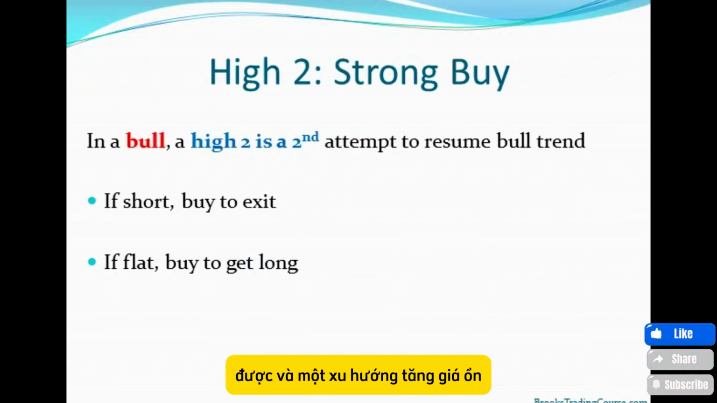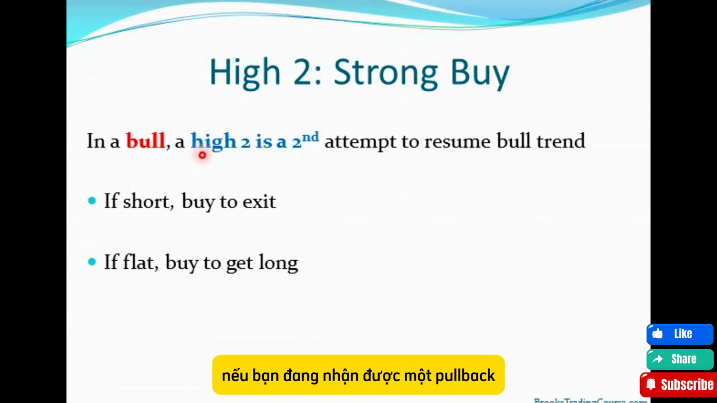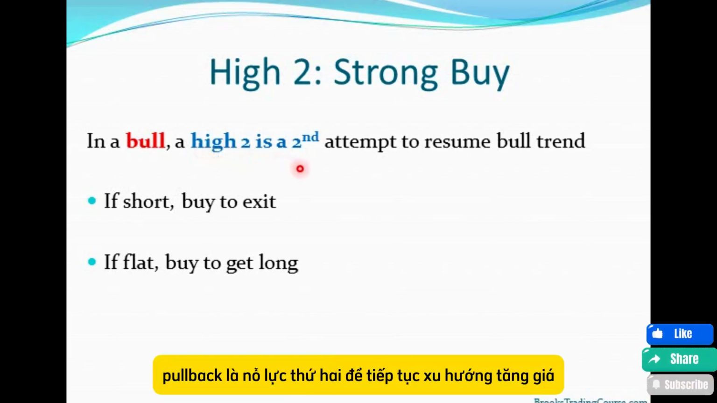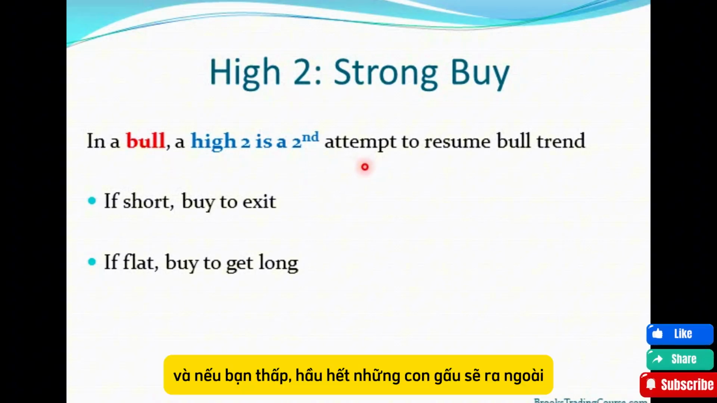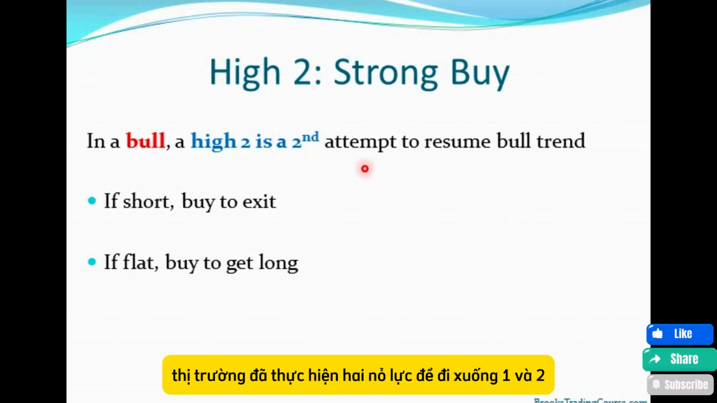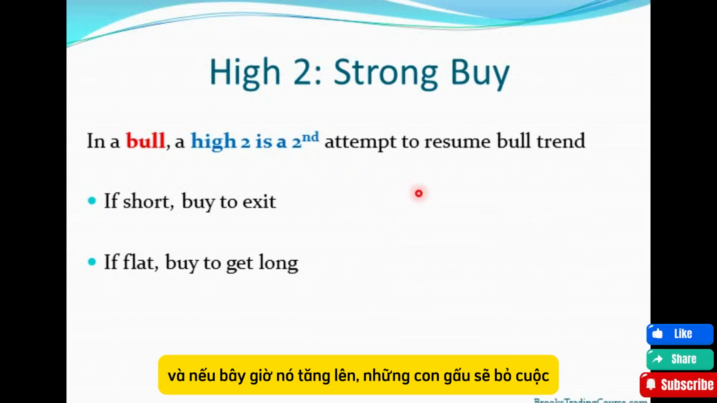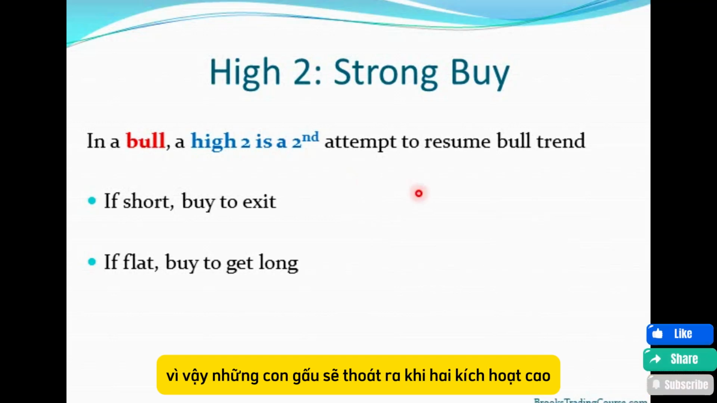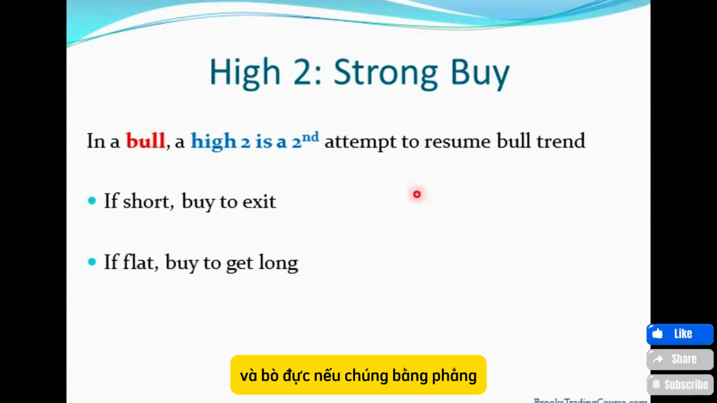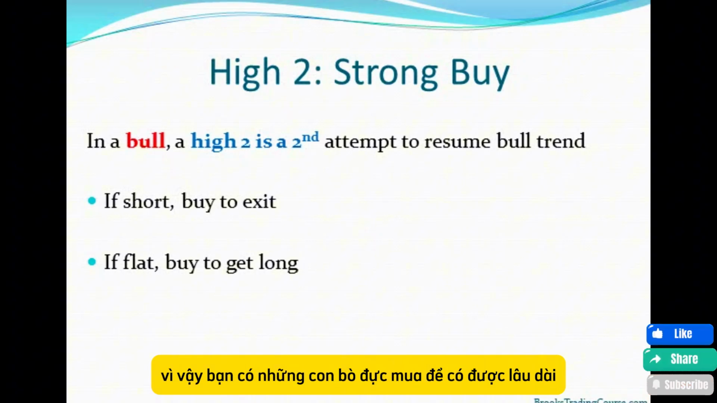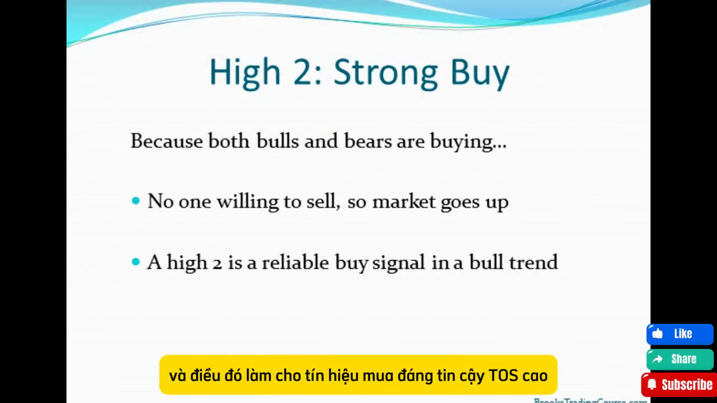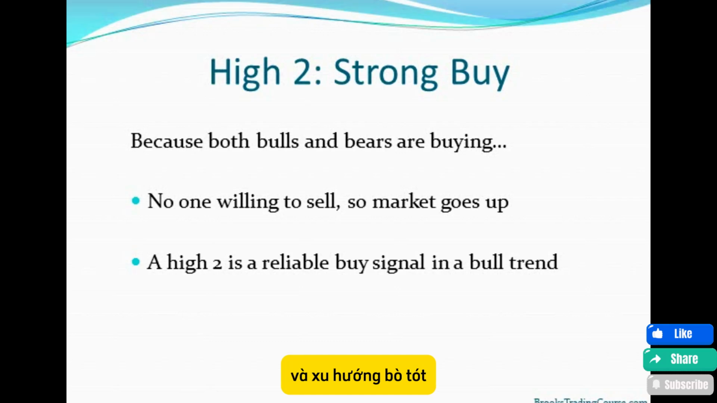Okay, in a bull trend, if you're getting a pullback, a high 2 pullback is a second attempt to resume the bull trend. And if you're short, most bears will get out. The market made 2 attempts to go down, 1 and 2, and if it now goes up, the bears will give up. So the bears will get out when the high 2 triggers. And bulls, if they're flat, they'll buy at the same price. So you have the bulls buying to get long, and you have the bears buying to get out of shorts. So there's nobody left to sell, and that makes high 2s reliable buy signals in bull trends.